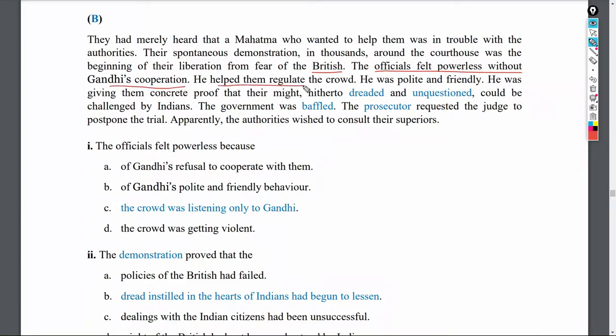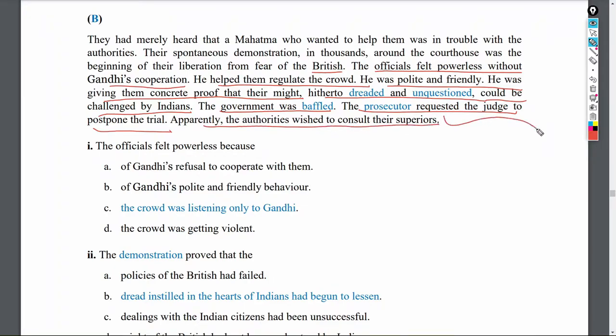He helped them regulate the crowd. He was polite and friendly. He was giving them concrete proof that the might hitherto dreaded and unquestioned could be challenged by Indians. The government was baffled. The prosecutor requested the judge to postpone the trial. Apparently, the authority wished to consult their superior.